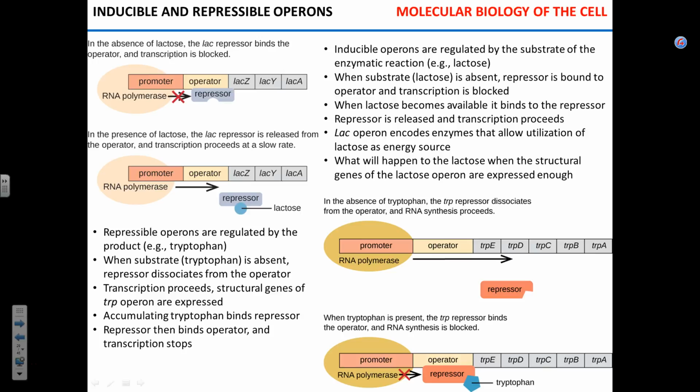Now the operons, there are two types: the inducible operons and repressible operons. And before we move on with discussion of those, that's the last thing that we're going to talk about today.